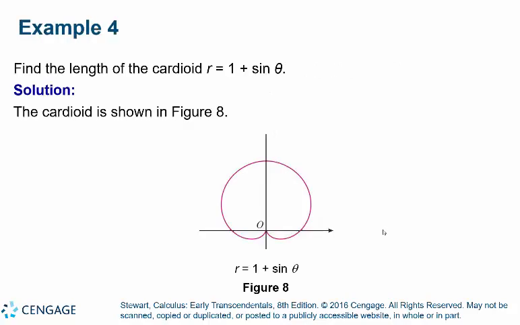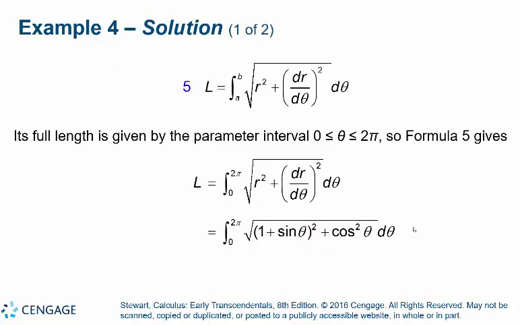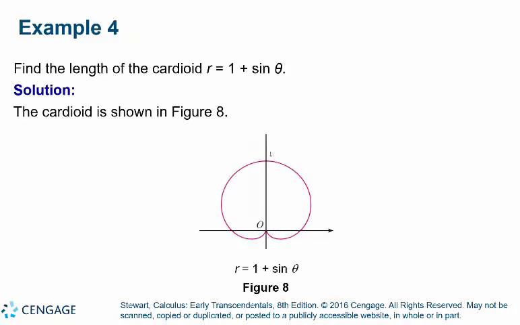Okay, let's just do a quick example here. So let's find the length of the cardioid where r is equal to 1 plus sine of theta. So here's the cardioid shown in figure 8. So this is what it would look like here. So what you're going to notice here to find the arc length, we're going to use this equation. Its full length is given by the parameter interval from 0 to 2 pi, because once you go past 2 pi with this, it's just going to repeat itself again and again.